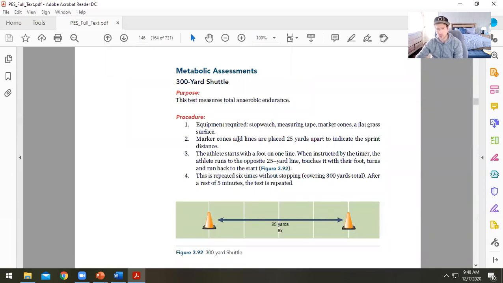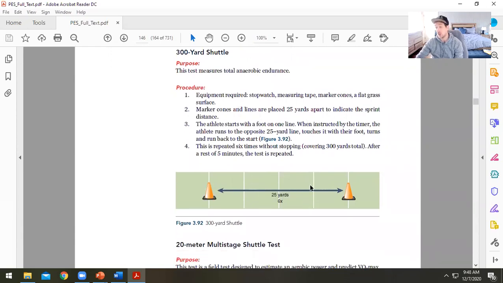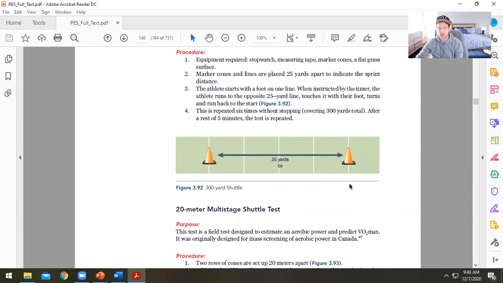This one's brutal, the 300 shuttle test. This one sucks. You've got 2 cones that are 25 yards apart. This gets very aerobic, but it's 6 reps, back and forth, back and forth, back and forth. It's kind of like a shuttle. It's a shuttle run essentially.